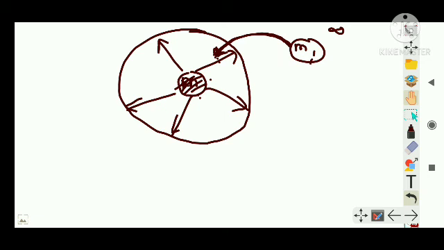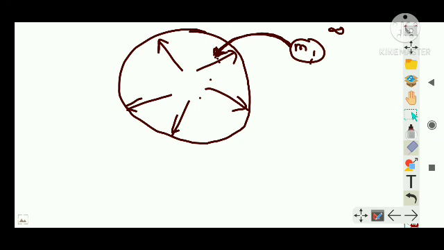The work is to be done against the gravitational force by an external agency, to bring it from infinity to the present position without any change in acceleration. If someone asks you the definition: gravitational potential energy of a body is the work to be done against the gravitational force by the external agency to bring that mass from infinity to its present position without changing its acceleration. That is what you call gravitational potential energy.